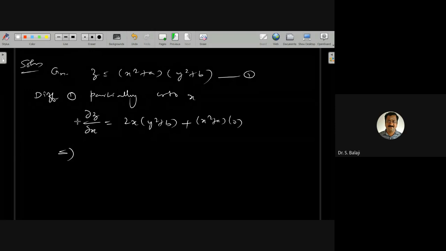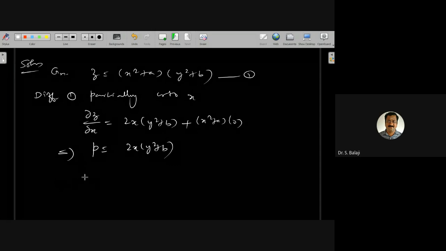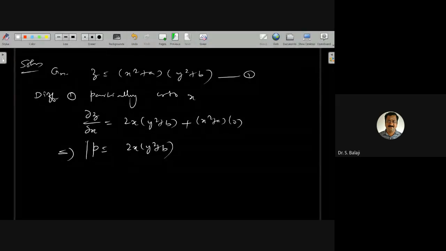Now this dou z by dou x can be notated by standard notation p. Therefore, you can get it as 2x into y square plus b. This is the idea you can get after differentiating partially with respect to x.